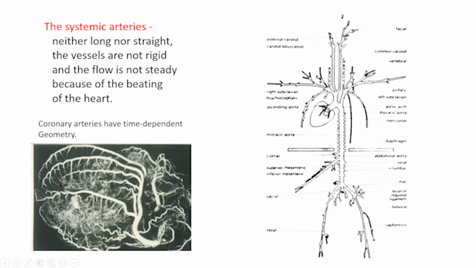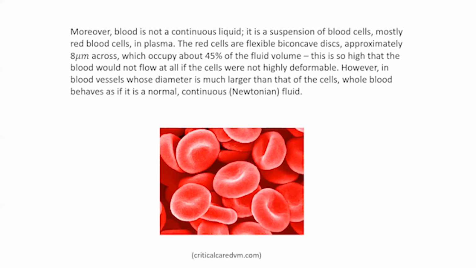These are arteries on the surface of the heart, and they will pulse in and out, change their curvature as the volume of the heart changes during the heartbeat. And moreover, blood is not a continuous liquid. It is a suspension of blood cells, mostly red blood cells, in plasma. The red cells are flexible biconcave discs. You see a lot of them pictured here, approximately 8 microns across, and they occupy about 45% of the fluid volume. And this is such a high volume fraction that the blood wouldn't flow at all if the cells were not highly deformable.